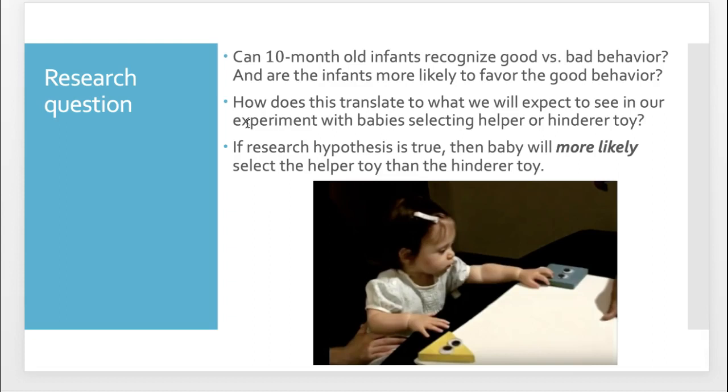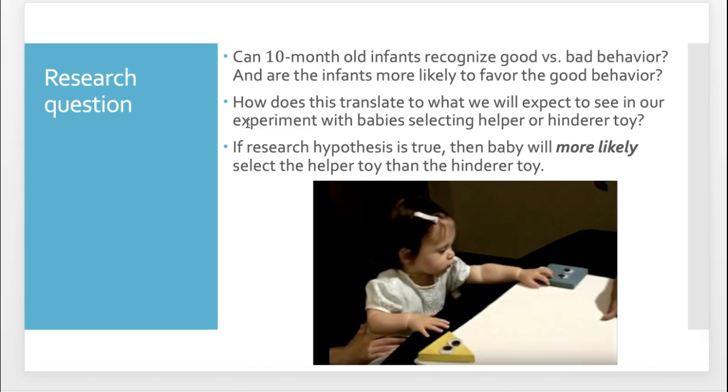Either they select the helper or they select the hinderer, right? And for a sample of babies, we're going to count the number of times they select the helper toy. So this is much like a binomial experiment, right? We're counting the number of successes out of n fixed trials. We're counting the number of helper toys selected out of the total number of babies in the study.